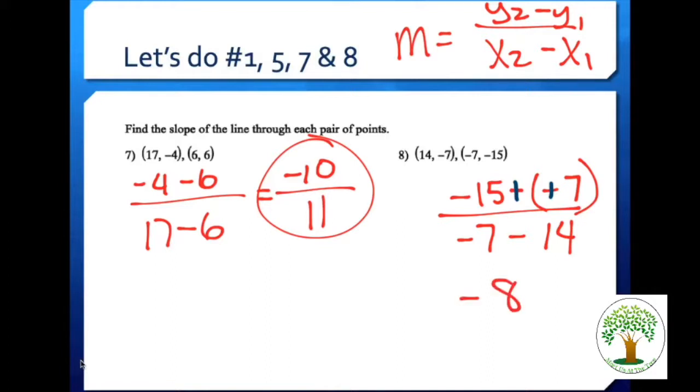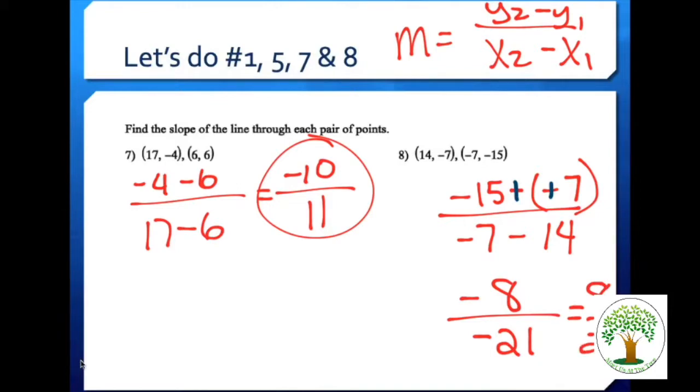-8. That's correct. And -7 minus 14? -21. That's what I got. The two negatives cancel. For everybody else, they'll have positives when they're done. 8 over 21. Does 8 over 21 reduce?